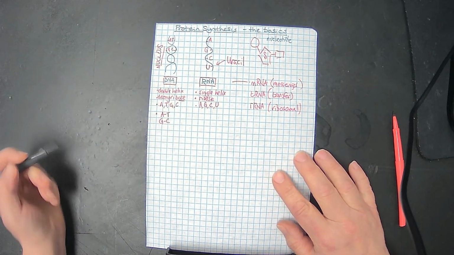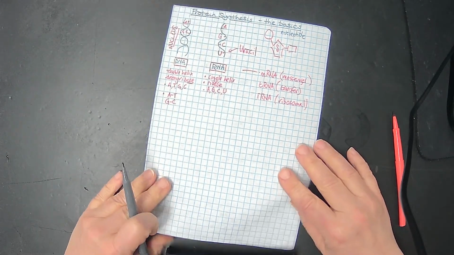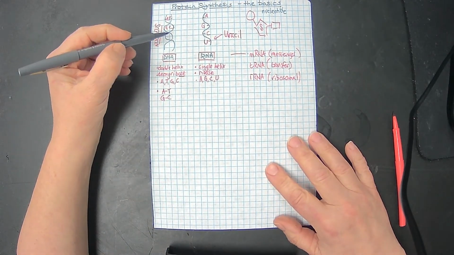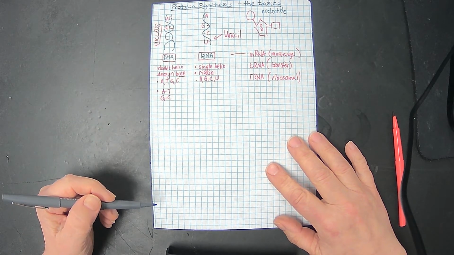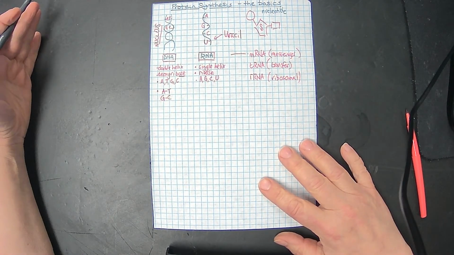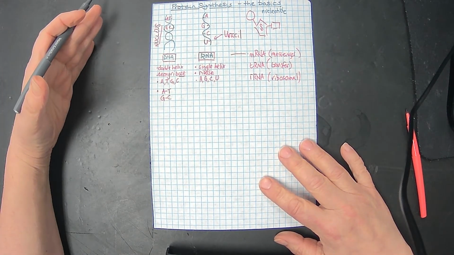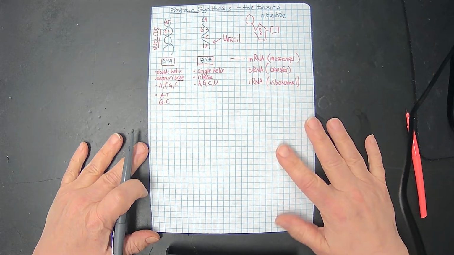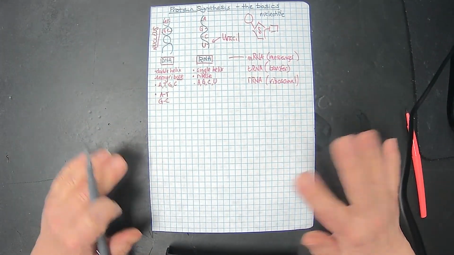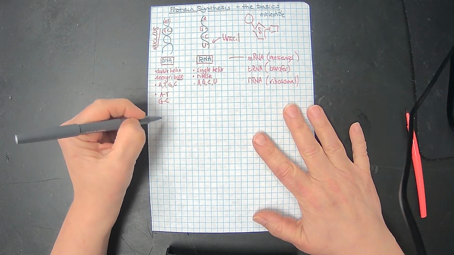for uracil. Okay, now what we need to know is this: how do we start with a double helix strand of DNA and end up with a protein? Because proteins are a different biomolecule to DNA. DNA is a nucleic acid, proteins are proteins. And that's the process we're talking about, the process and purpose of protein synthesis.